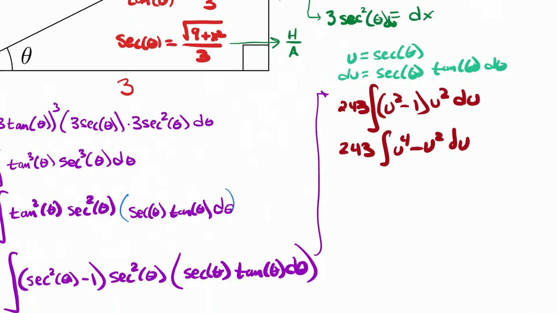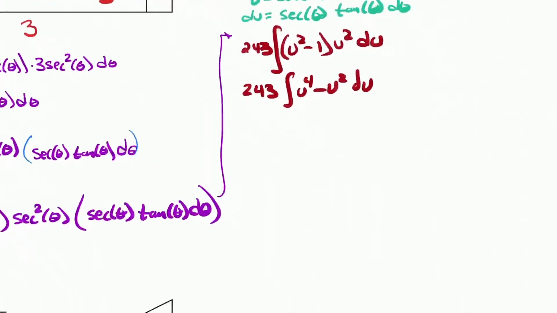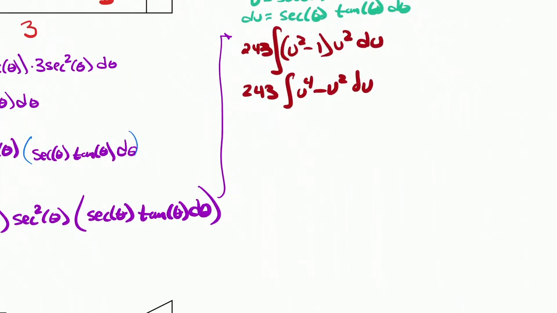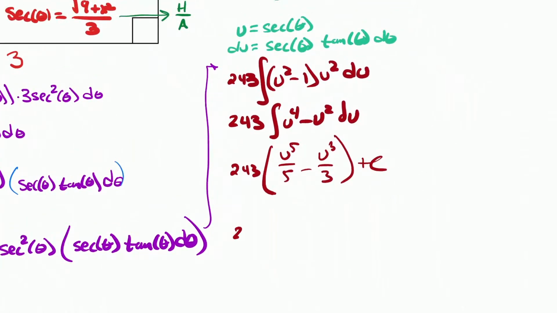Now the rest of this I'm going to do pretty quickly because we've already done this sort of thing up here. So it's really not that surprising at this point, I don't think. 243 times we have u to the 5th over 5 minus u to the 3rd over 3. You all can do this part. Now we have to substitute back in. u is secant, so 243 times secant to the 5th and secant to the 3rd.